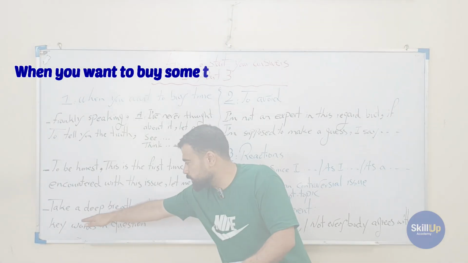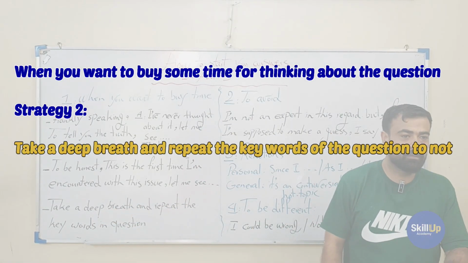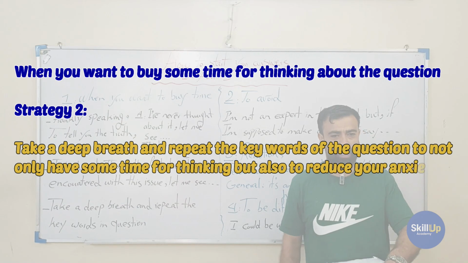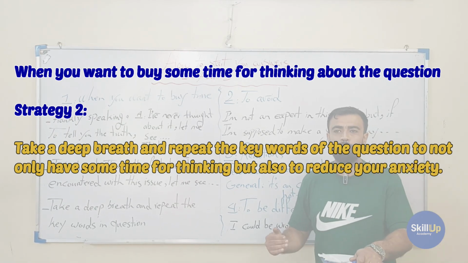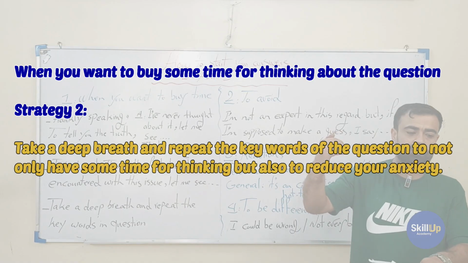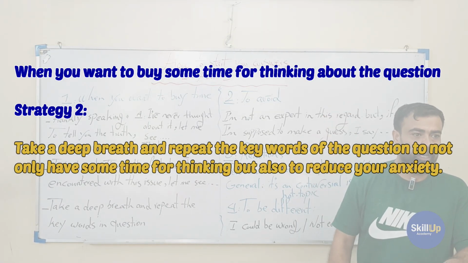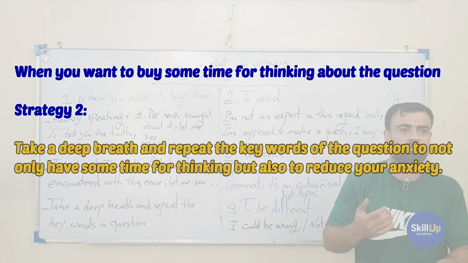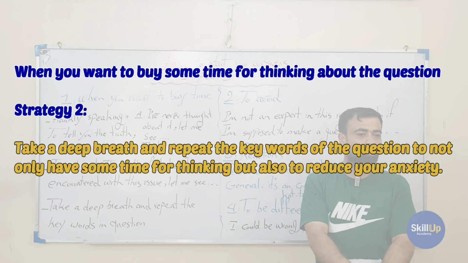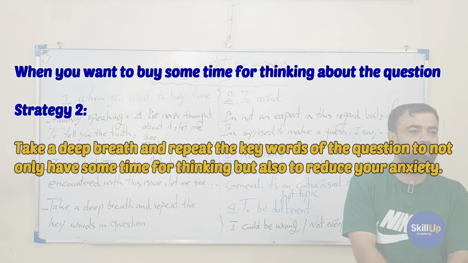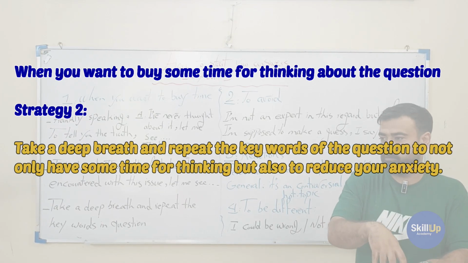The third way, take a deep breath and repeat the keywords. For example, the question is something like this: How can governments increase public awareness about environmental issues? And you want to buy some time for yourself. First of all, take a deep breath. Ways of improving public awareness. Let me see. It is quite common.